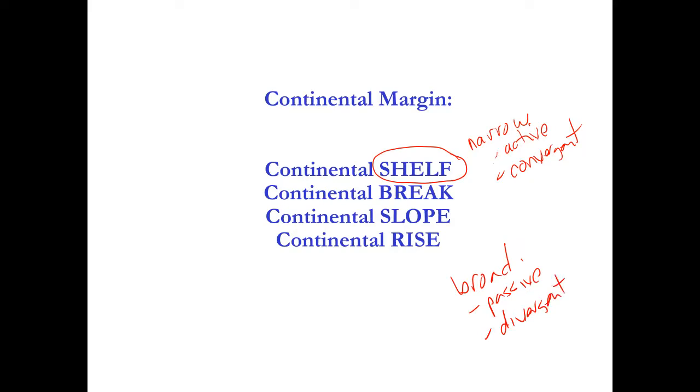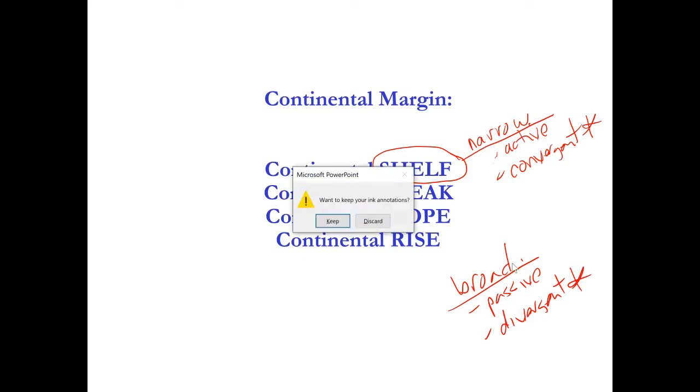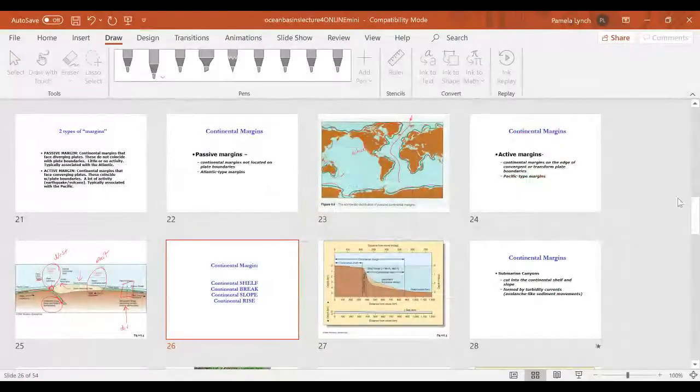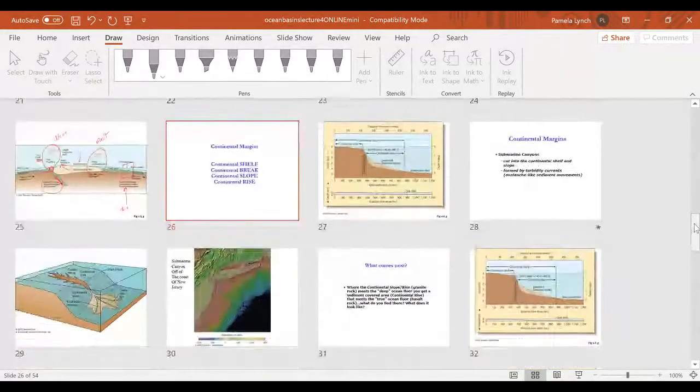So when you do all of your graphing and mapping and have to label these things, you're going to be able to look at the width of the shelf and if it's narrow or broad, you can tell the difference, in addition, of course, to knowing if it's near a trench or a mid-ocean system. So the remaining components, again, if you're looking at the larger PowerPoint, will then give you each text slide of the definitions of the shelf, the break, the slope, and the rise.